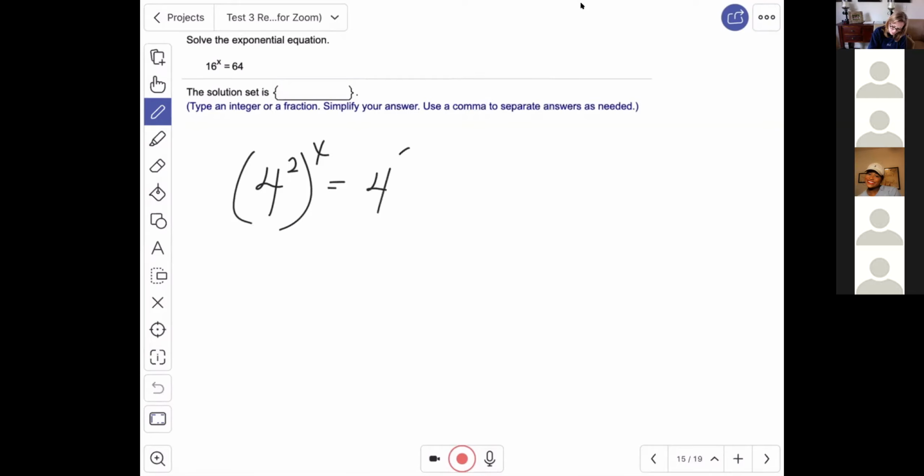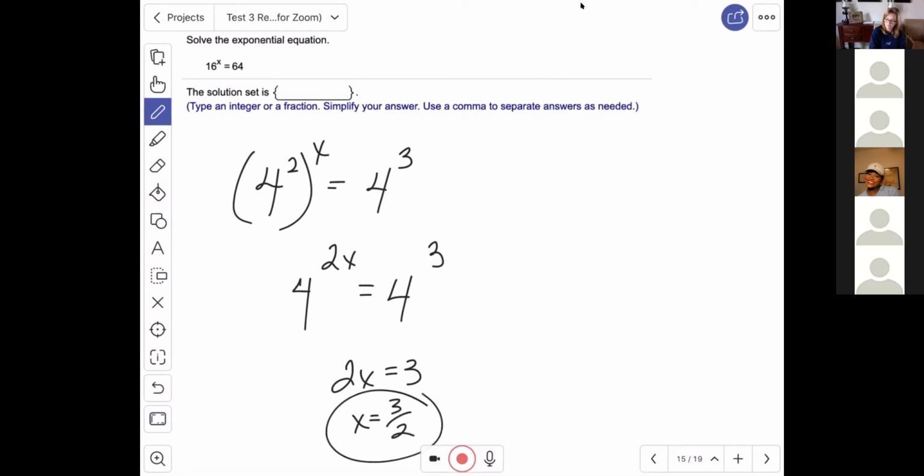64 is 4 cubed. So pretty simply, you can say that's 4 to the 2x equals 4 cubed. And since you have the same bases, it's kind of like dropping the bases and just setting those powers equal to each other. And there you go. x equals 3/2.